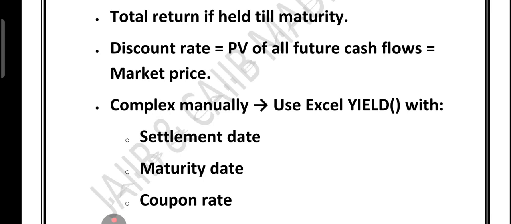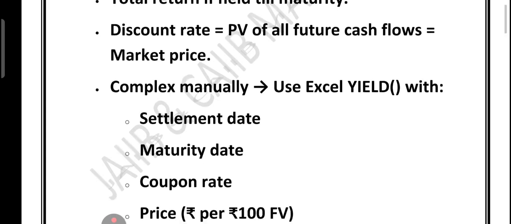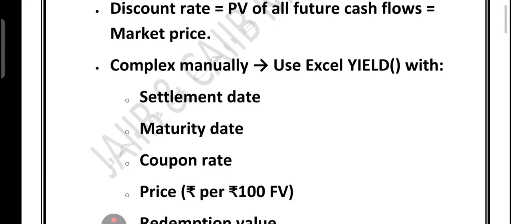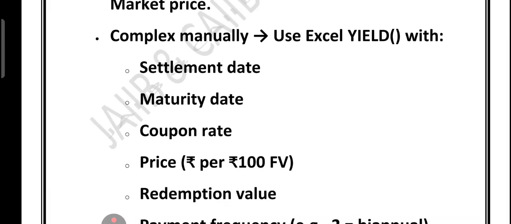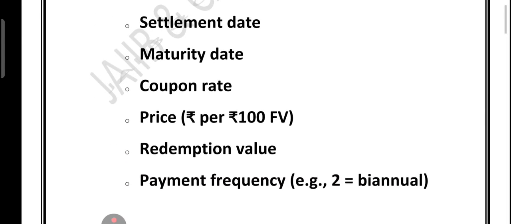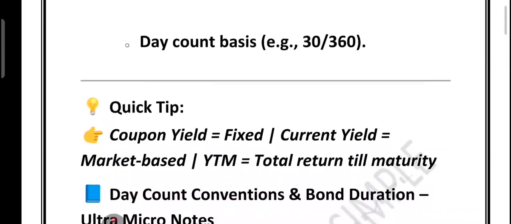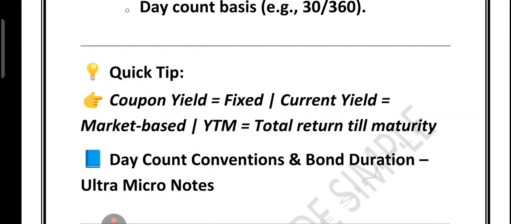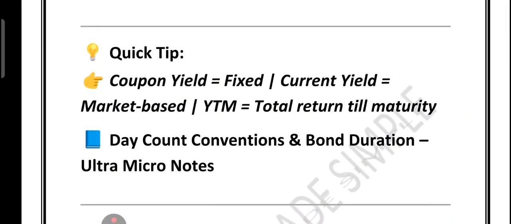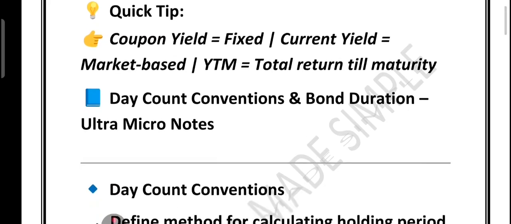We have a cash flow available. We find the present value of all those cash flows, and the discount rate is equal to the market price. There is an Excel tool which is used to solve these kinds of problems. I'm not going to explain all those things. Remember, coupon yield is fixed, current yield is market based, and YTM is total return till maturity.